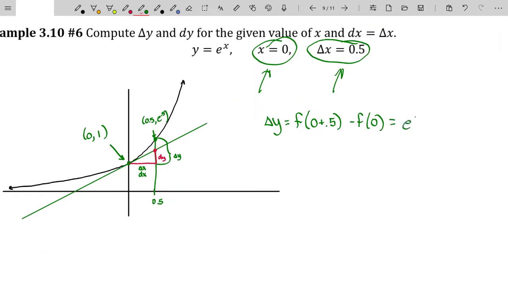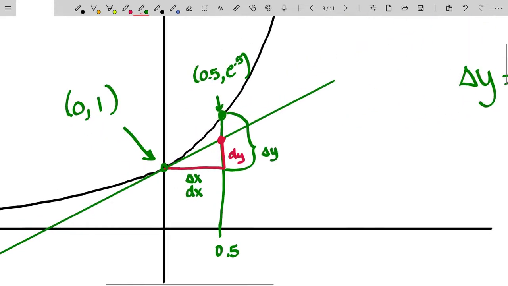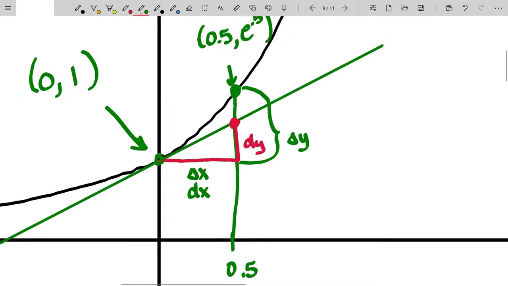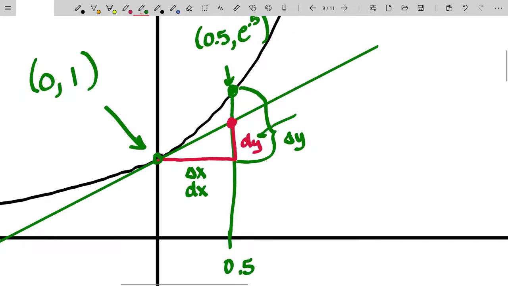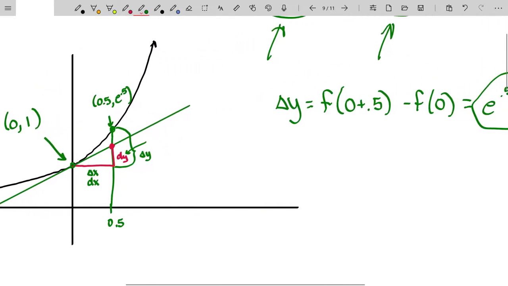So let's go ahead and do that. That's e to the 0.5 minus 1. And good luck computing that by hand. It's not fun. So instead, let's use the tangent line approximation to figure out a rough estimate of the change in y.